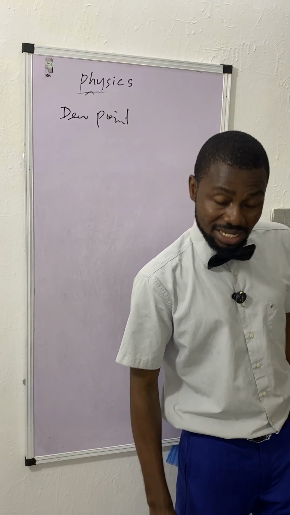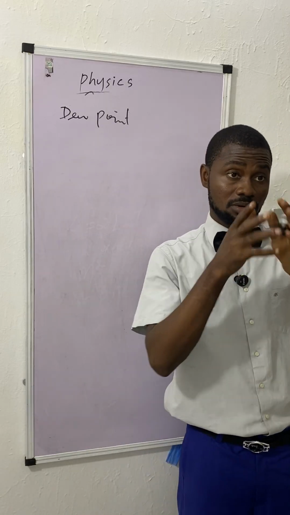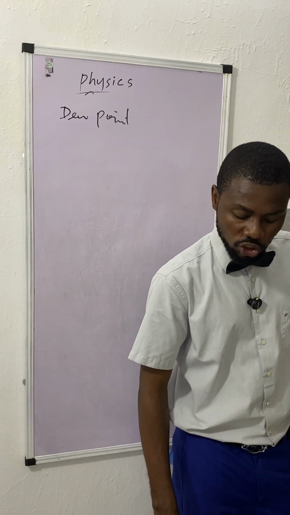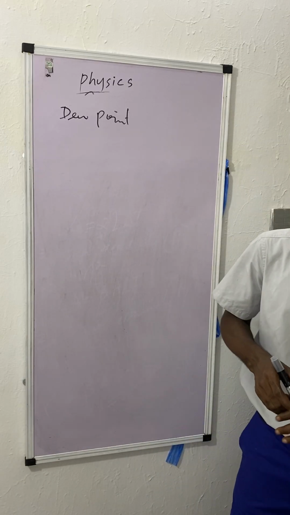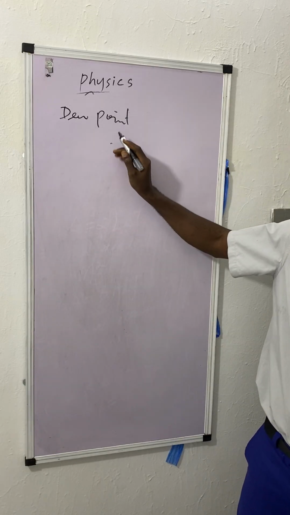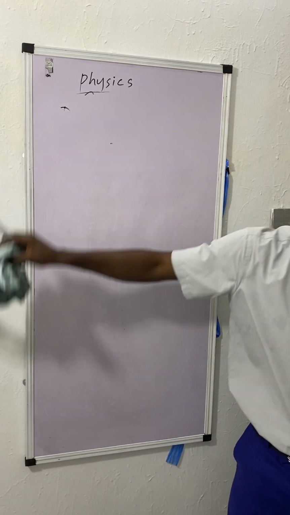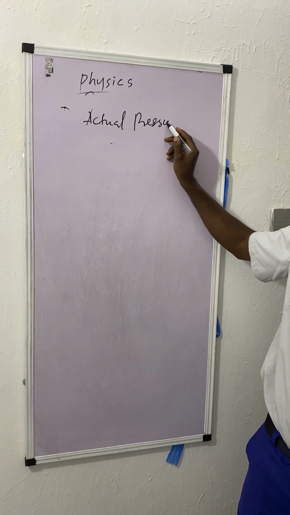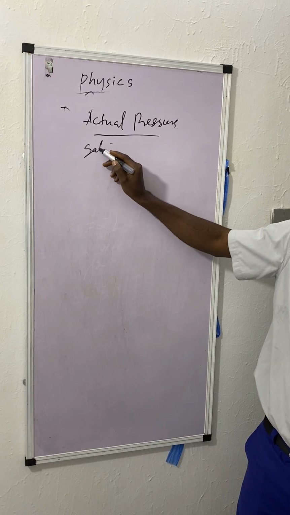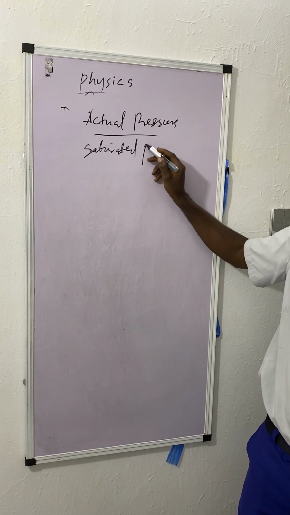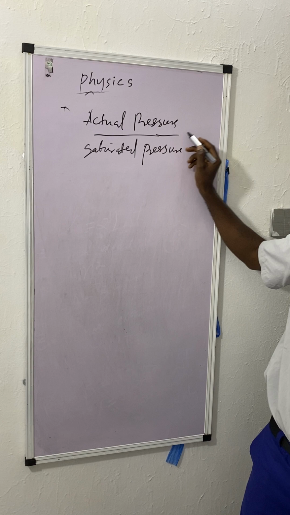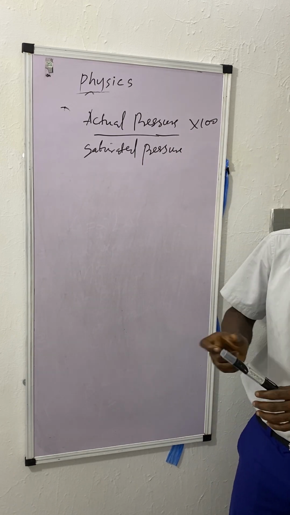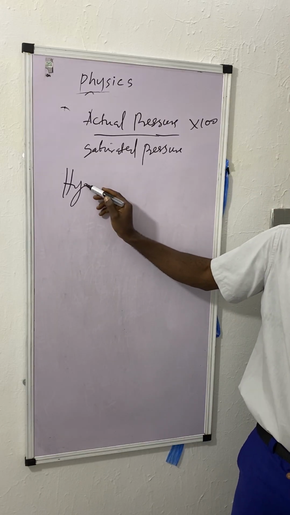We have humidity, which is the amount of water vapor trapped in air. Then what is relative humidity? It is the ratio of the actual vapor pressure to the saturated vapor pressure, times 100. So relative humidity equals actual pressure over saturated pressure times 100. Humidity is measured with an instrument called a hygrometer.